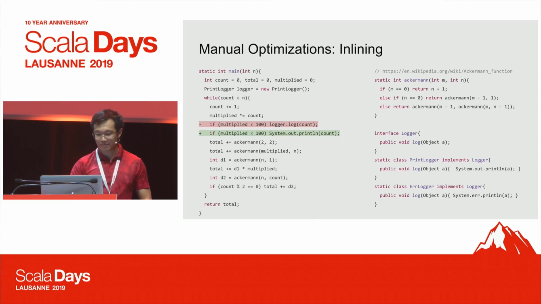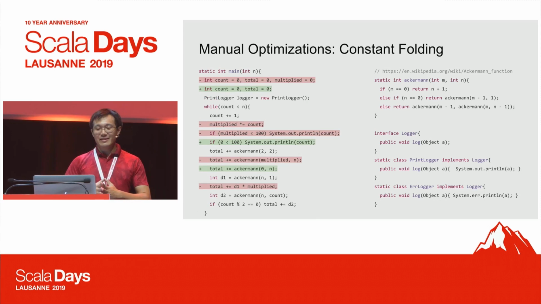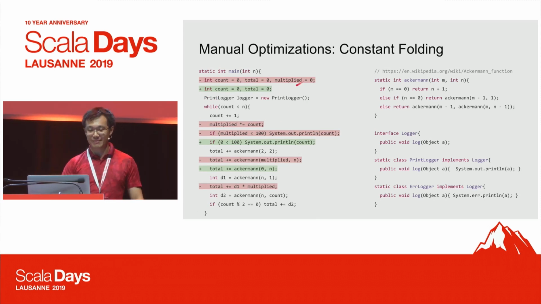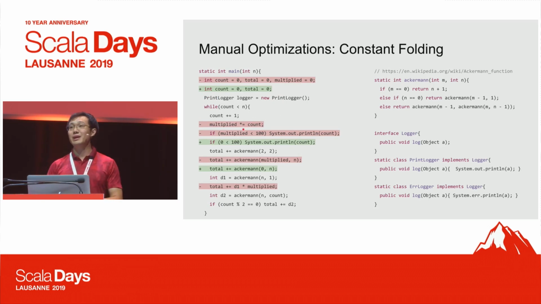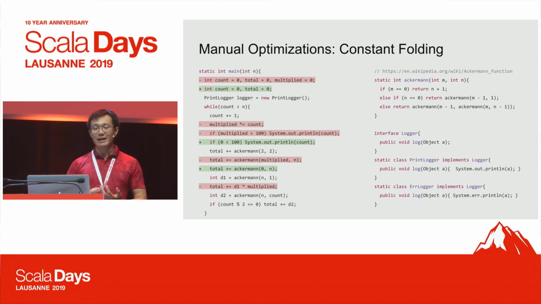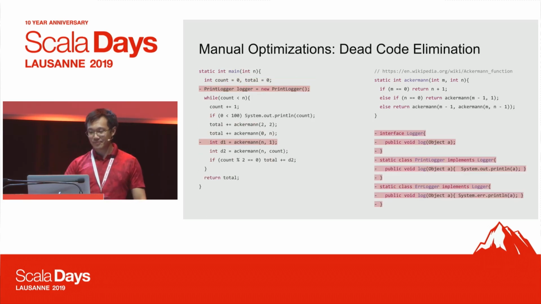So we inline that. Next, we can see that the multiplied variable, although it's assigned and updated throughout this loop, it's assigned here and updated here, always remains 0 because it starts off as 0, and we're only updating it by multiplying it. So we can constant fold it and say, well, everywhere multiplied is used, just put 0, and don't even bother with this multiplied variable. So we simplify it like that.